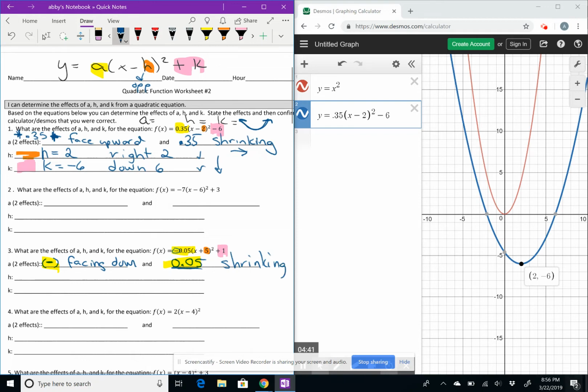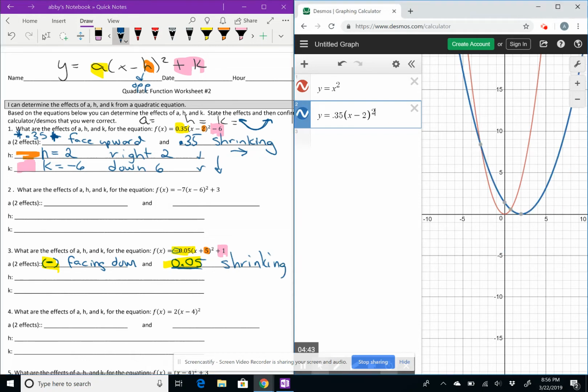Students have a very difficult time separating the negative from the actual decimal. So let's check to make sure that our graph is facing downward and that it's actually wider than our parent. So you can tell that it is slightly wider. Because if you look here, it's about 1.5 distance, and here's about 1.5 distance, which is wider than our 1.